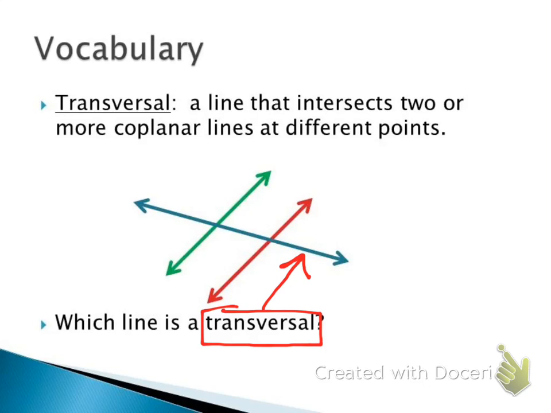Alright, so the cool thing about a transversal is it creates 8 different angles if it crosses 2 lines. If it crosses 3 lines, it creates even more. But we have one angle here, here, here, here, here, here, here, and here. 8 different angles. Now, a bunch of different relationships are formed by that transversal.